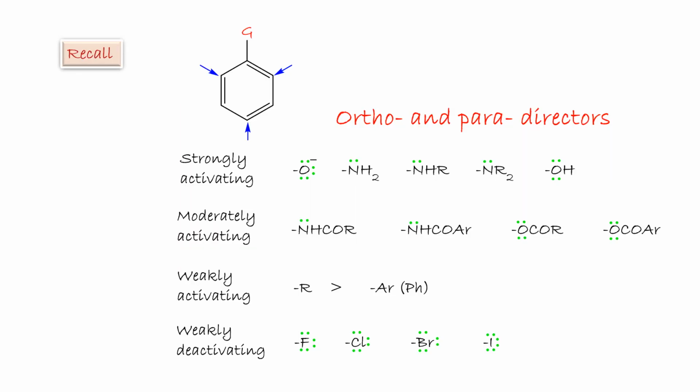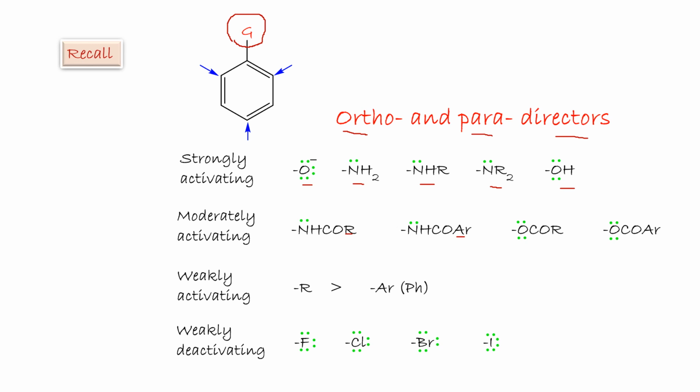Recall from the previous lectures that having a group on benzene affects the direction of the electrophile in the next step. We have ortho and para directors. Strongly activating: O-, NH2, NHR, NR2, and OH. Moderately activating groups: NHCOR, NHCOAr, OC double bond R, OC double bond Ar, where R is alkyl and Ar is an aromatic group.